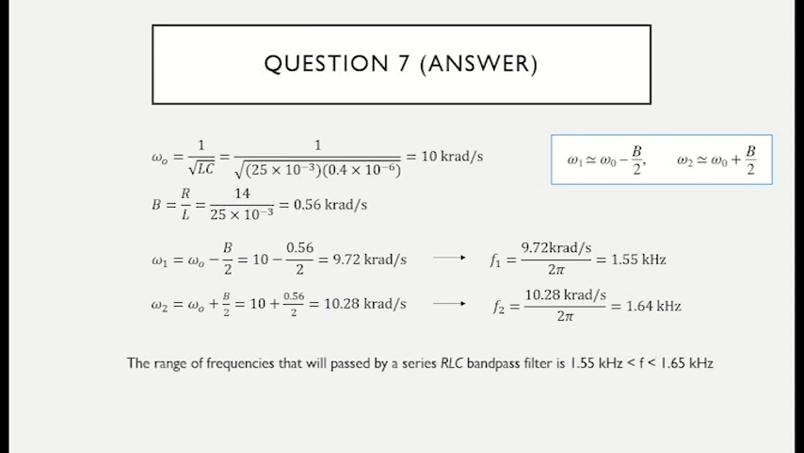1.55 kHz to 1.65 kHz. And for the quality factor, you just use the value of your omega naught and bandwidth to find the value of Q, which is equal to 17.86. So that's it for assignment 6.